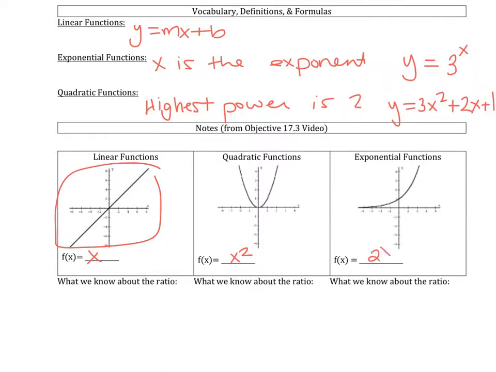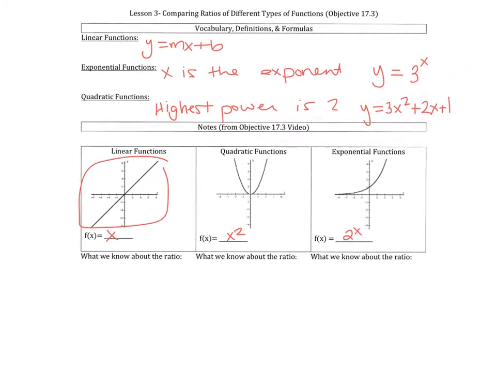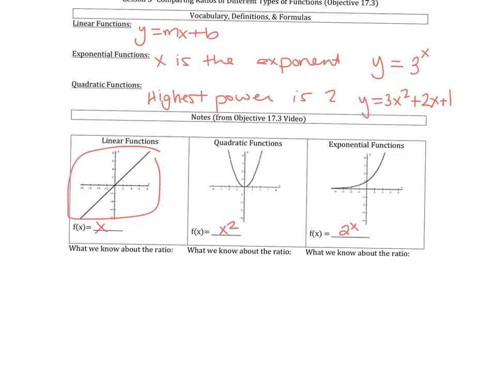2 to the x. Now, I'm going to talk a little bit about what we know about the ratios. One of the things you're expected to be able to do is to tell what kind of function something is just by looking at the graph, an equation, or a table of values from that function. And in order to be able to analyze a table of values, you need to know a little bit about the ratios. So I'm going to pause this video and write down what you need to know, and then I'll unpause, and then you can pause and write down that information.